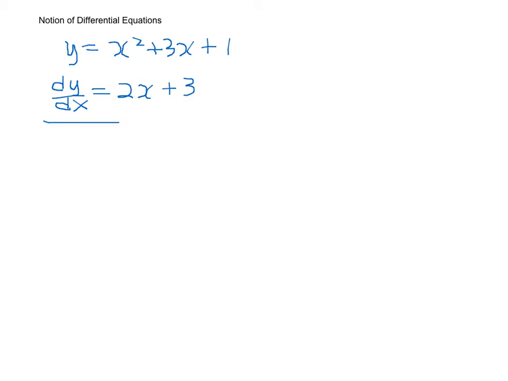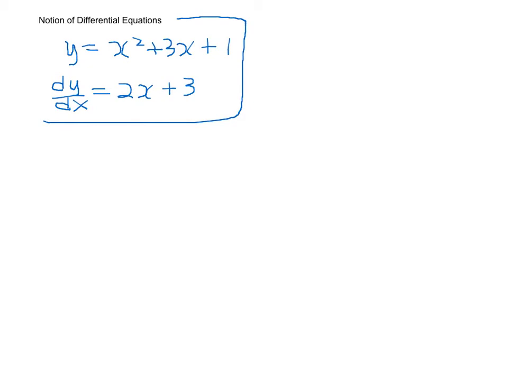Okay, let me begin with something you're familiar with. Say we're going to differentiate this function, x squared plus 3x plus 1, and we're going to find dy/dx. Of course, no problem for you. You will see that this is 2x plus 3. And suppose this is not what you are being asked.